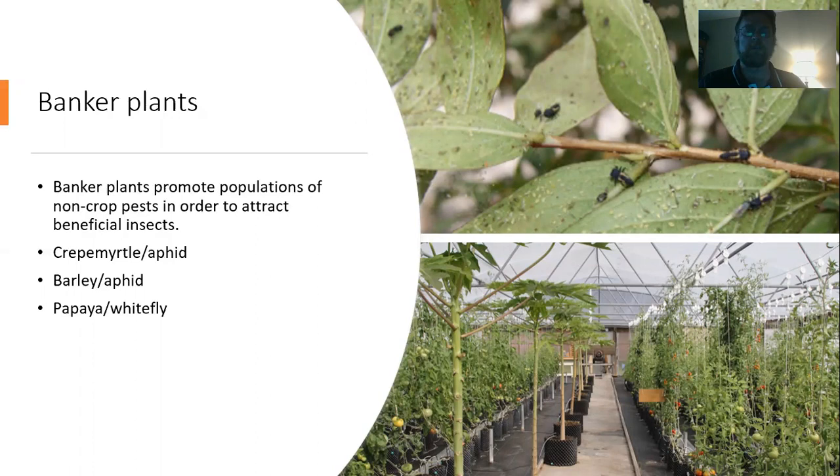The other image I have on this slide is of papaya plants being placed in a tomato production greenhouse. And that is to build up the population of a parasitic wasp that reduces populations of whitefly. So by introducing those papaya, they build up the population of that parasitic wasp and allows them to control the whiteflies on their tomatoes.